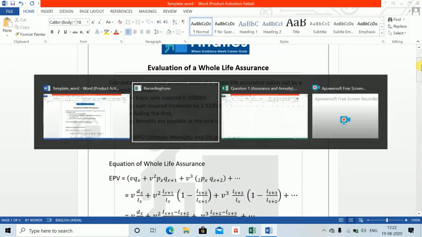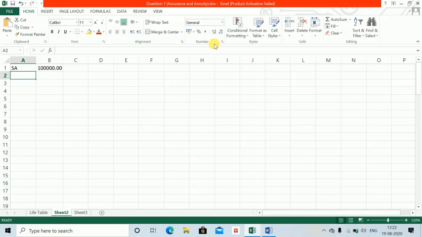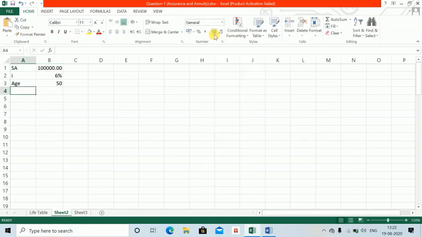The sum assured is 100,000. It's not a percentage, just convert it to a general number. Then you have i, which is equal to 6% per annum interest rate. The age of the person is 50, again not a percentage. And b is given to us as 1.9231%, which is the bonus rate.